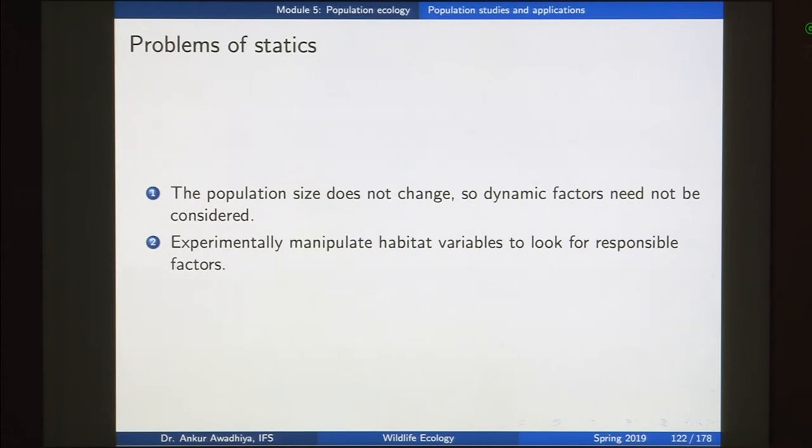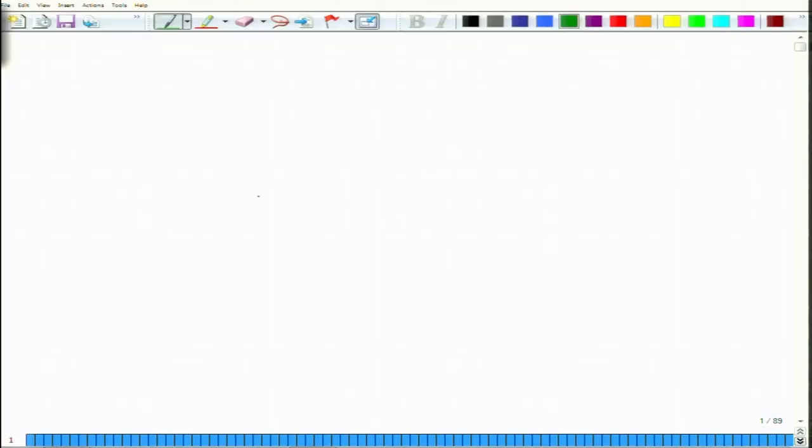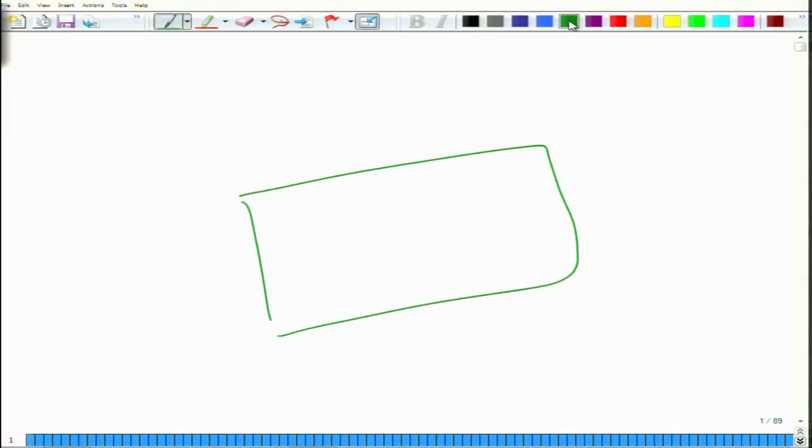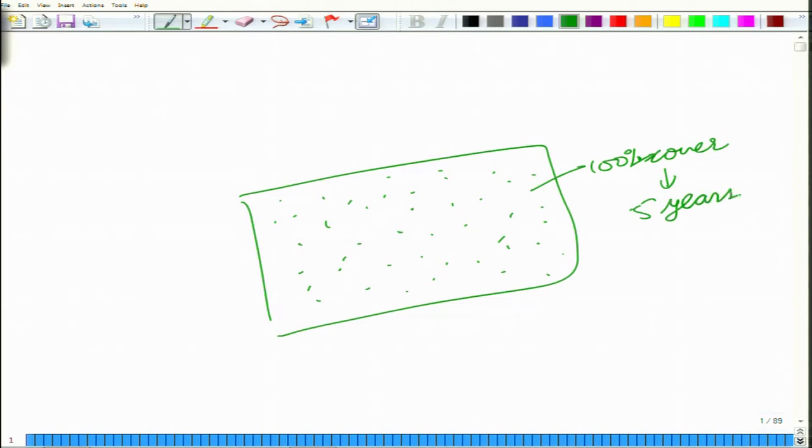You can experimentally manipulate the habitat variables to look for the responsible factors. So for instance, you have, say, a part in the seas that has a very high growth of algae. You have this whole area covered with algae, so you have a 100% cover, and you have this 100% cover for, say, the past 5 years, so nothing is changing. So you can ask the question, why is nothing changing in this area?